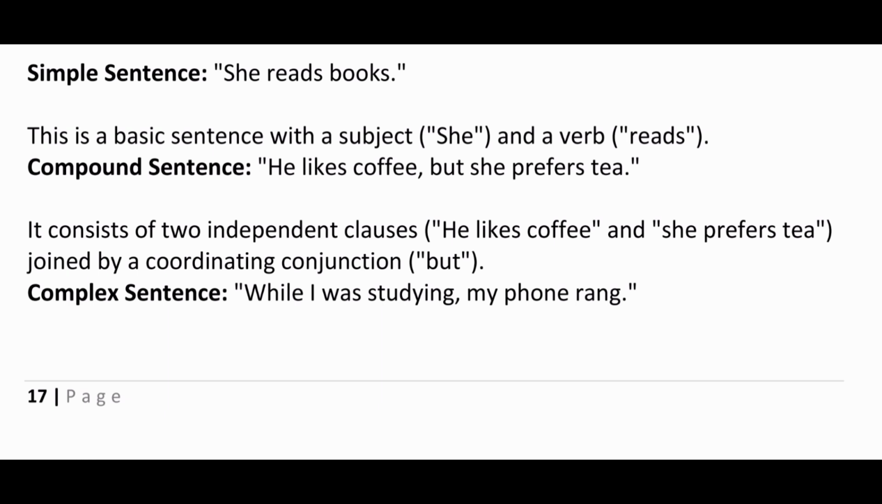Compound sentence. He likes coffee, but she prefers tea. It consists of two independent clauses, he likes coffee and she prefers tea, joined by a coordinating conjunction, but. As I told you, but is a conjunction, this example I have already given, right?